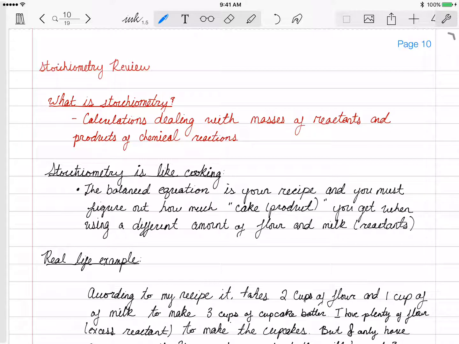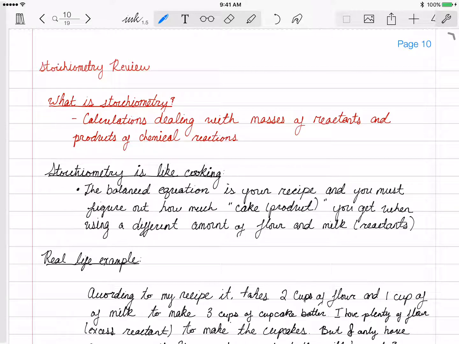I really like food. I really like to eat. And so I relate stoichiometry to cooking. So the balanced equation is your recipe, so to speak. And that relates the amount of ingredients, or how much flour or milk you need, to make this amount of cake, or your product. So if you're only given a certain amount of one, how much cake do you get to eat?